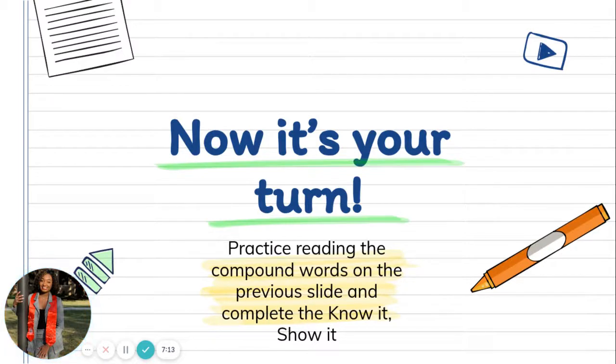Now it's your turn. I want you to practice reading the compound words on the previous slide and complete the Know It, Show It in the taskbar. Once you're finished, turn it into your teacher.